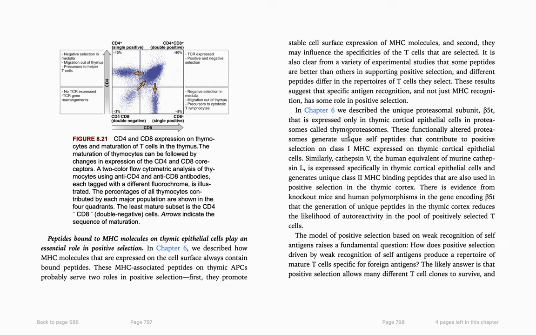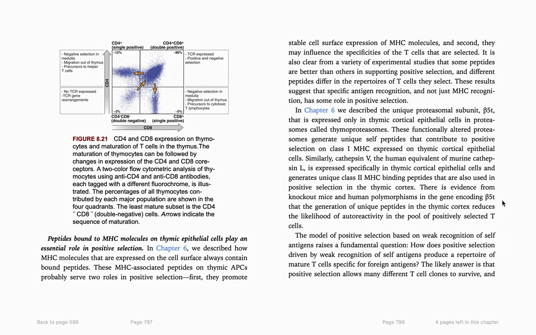That is expressed only in thymic cortical epithelial cells: a proteasome called the thymoproteasome. This functionally altered proteasome generates unique self peptides that contribute to positive selection on class 1 MHC expressed on the thymic cortical epithelial cells. Similarly, cathepsin V, a human equivalent of murine cathepsin L, is expressed specifically in thymic cortical epithelial cells and generates unique class 2 MHC binding peptides that are also used in positive selection in the thymic cortex.